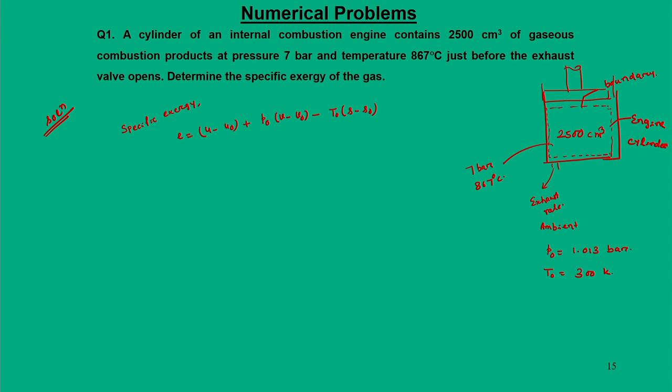So, we have two situations to calculate all these numbers. Then we have to refer to the data table. This data table is to be referred for the temperature at 867 degree centigrade and the temperature at 300 Kelvin. Sorry, 867 degree centigrade, which means that it is, so I will write it as 887. So, 887 degree centigrade, which is equivalent to a temperature of 1160 Kelvin.